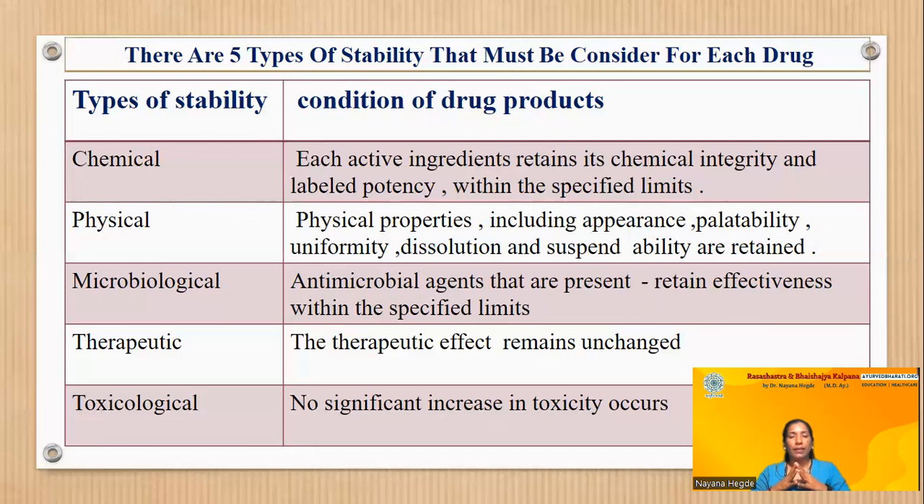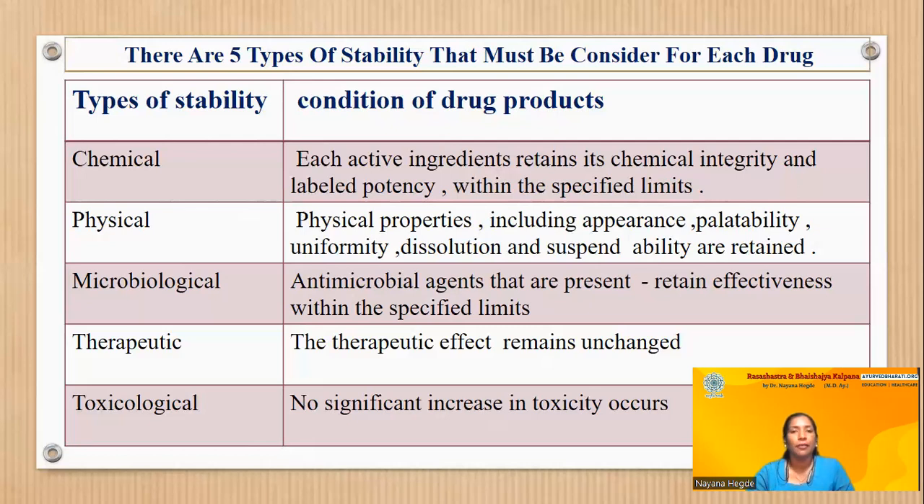The second topic here we completed. That topic was concept of saviryata avadhi, where we tried to understand what the saviryata avadhi means. Then, what are the classical references which are there for the saviryata avadhi? Then, what is shelf life? Then, we studied about the stability of the medicinal drug from the contemporary science.